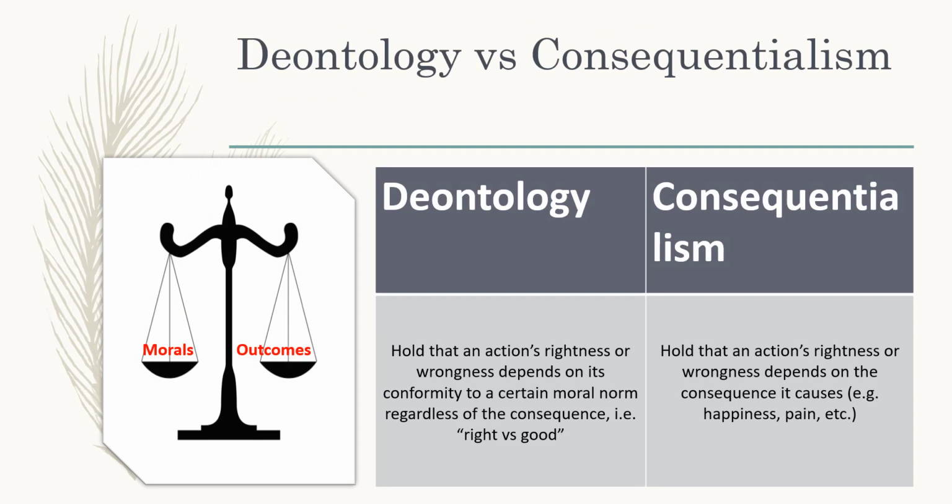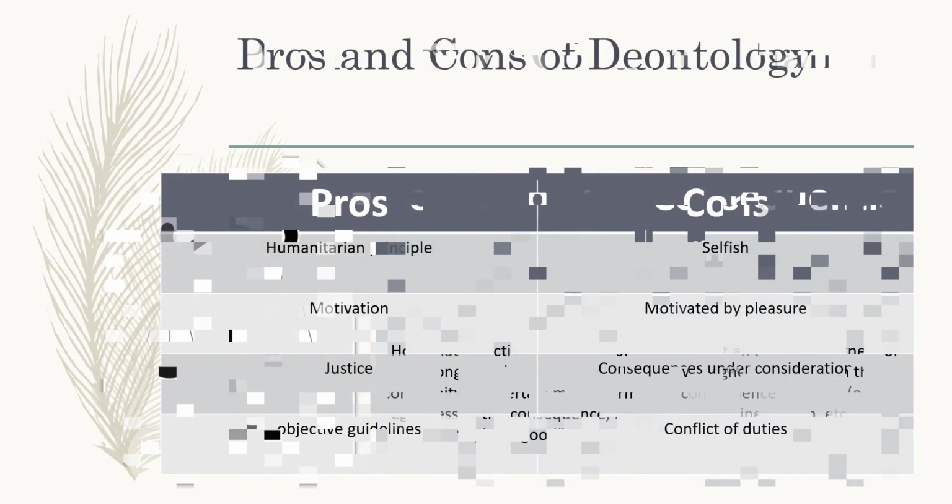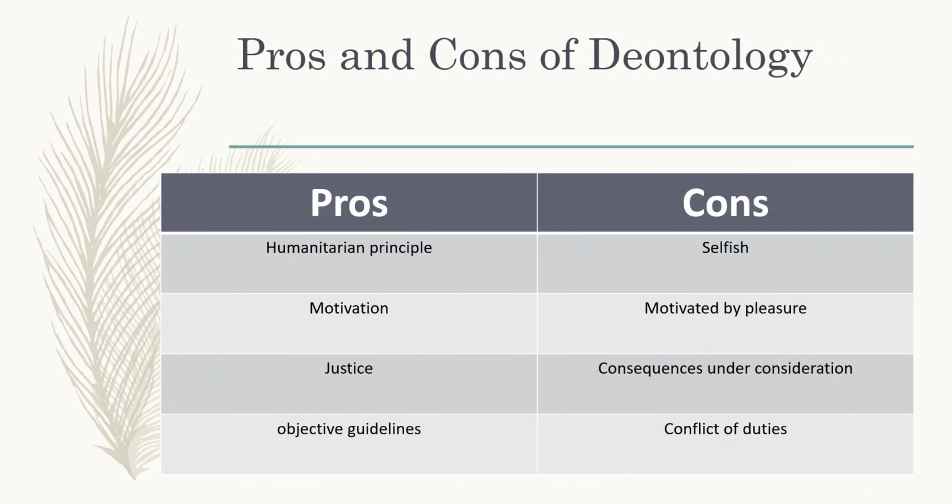Like everything has its pros and cons, likewise the pros of deontology are humanitarian principle, motivation, justice, objective guidelines, and the cons are selfish motivation, being motivated by pleasure, consequences under consideration, and conflict of duties.